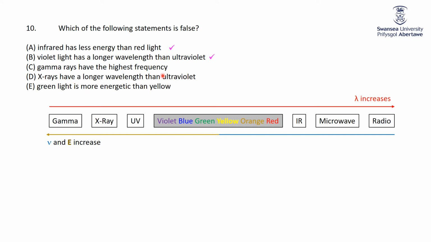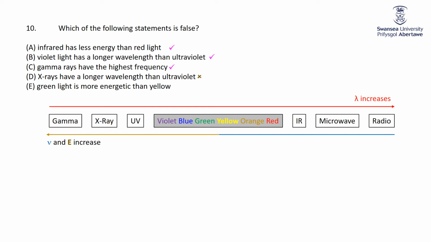Gamma rays have the highest frequency. Well, highest frequency is down here. Gamma looks pretty good. X-rays right there, longer wavelength than ultraviolet. No, that's the wrong way round, isn't it? Wavelength increasing this way, so that means that ultraviolet will have a longer wavelength than X-ray.